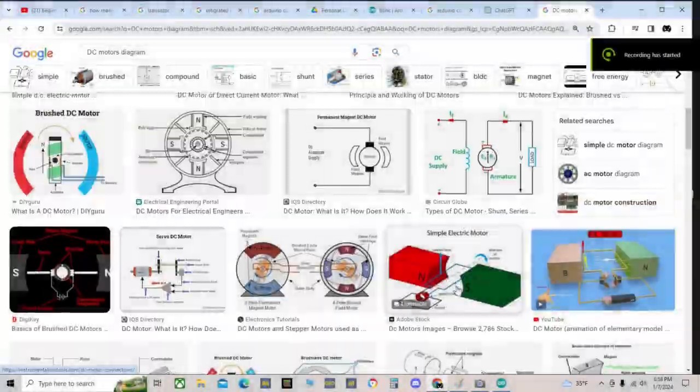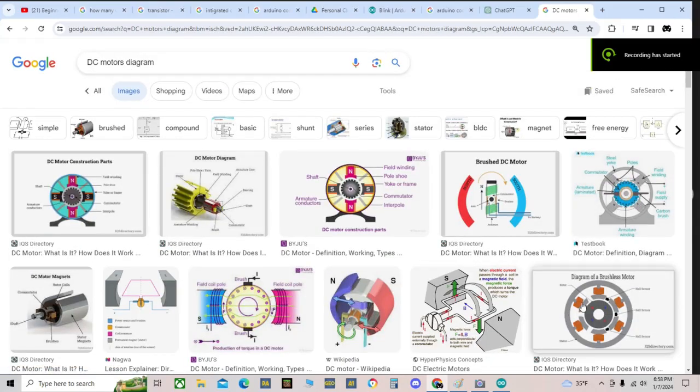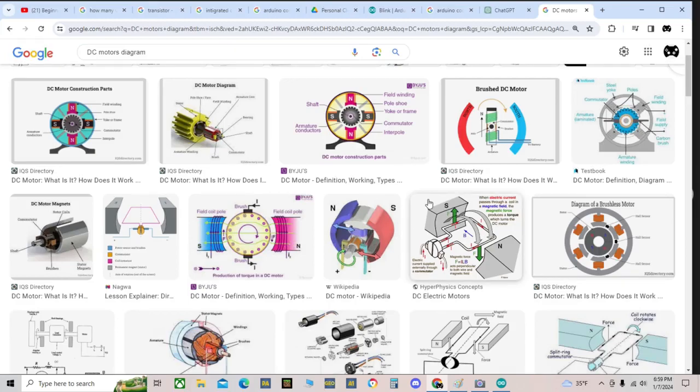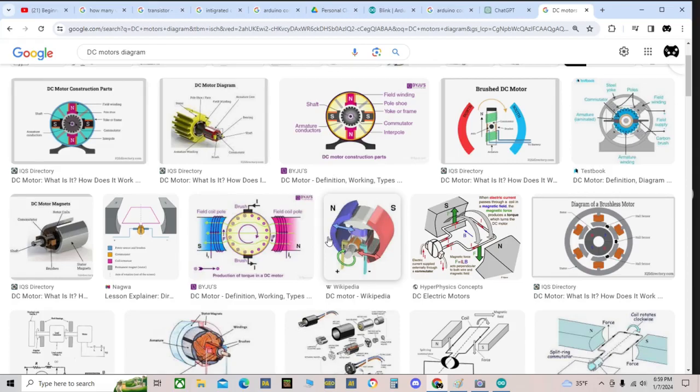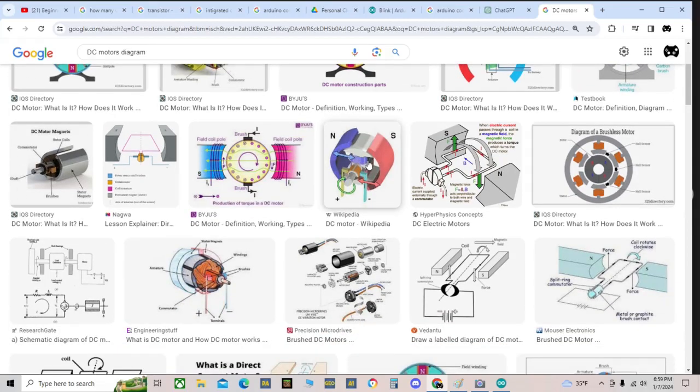Okay, so that was just one example of what you can use microcontrollers for. You can also use them for DC motors. DC motors just use direct current, and they employ magnetism.